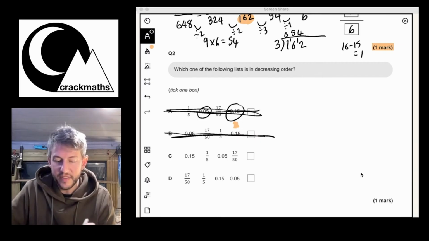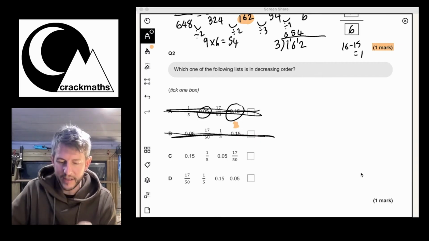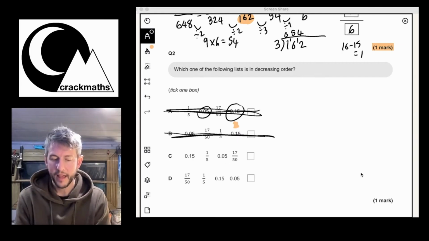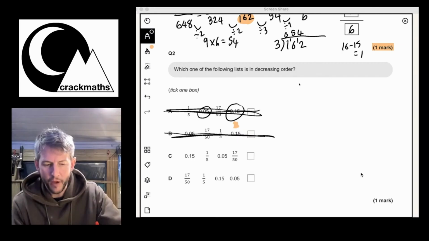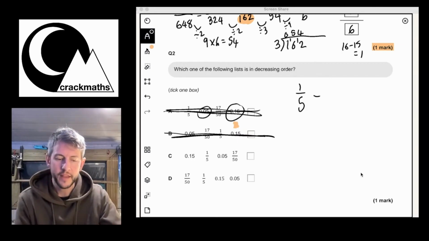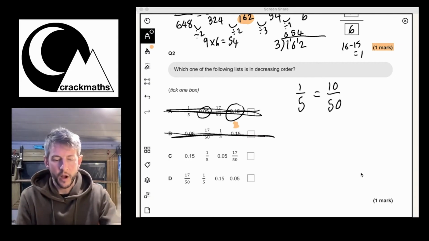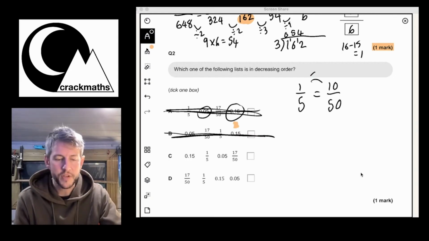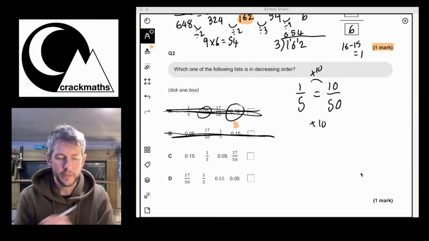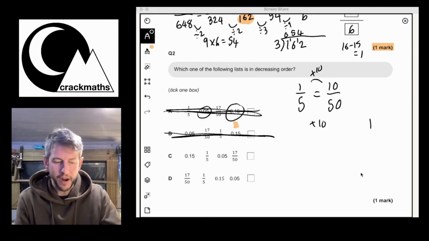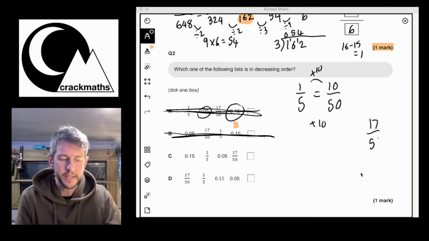Here, I can see that the 0.15 and the 0.05 are in the correct order. So I'm going to have to evaluate the fractions. If I've got 1 over 5, I know that 1 over 5 is equal to 10 over 50. That's because of equivalent fractions, we've times both of these by 10. So I know that 1 over 5 is 10 over 50. The other fraction we have is 17 over 50.